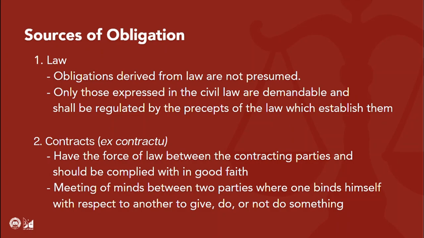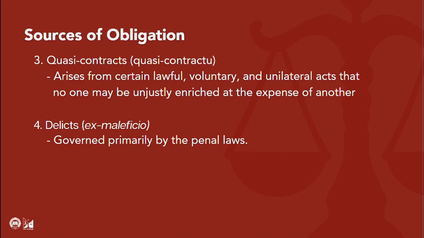Next is quasi-contracts. It arises from certain lawful, voluntary, and unilateral acts so that no one may be unjustly enriched at the expense of another. The fourth source of obligation is delicts. It is governed primarily by the penal laws. And lastly, the fifth source of obligation is quasi-delicts or quasi-maleficio.